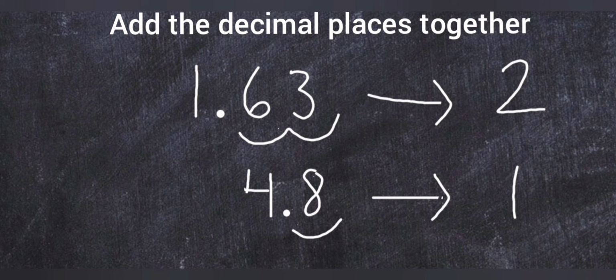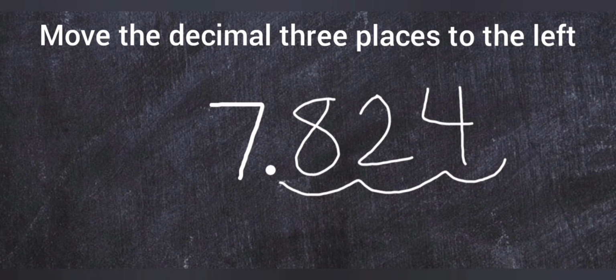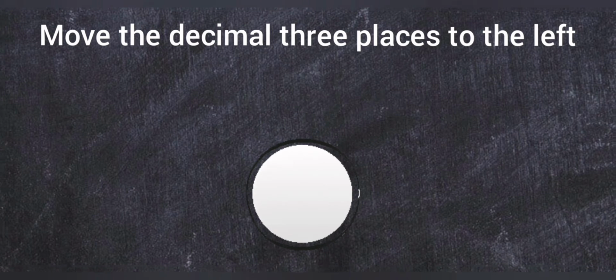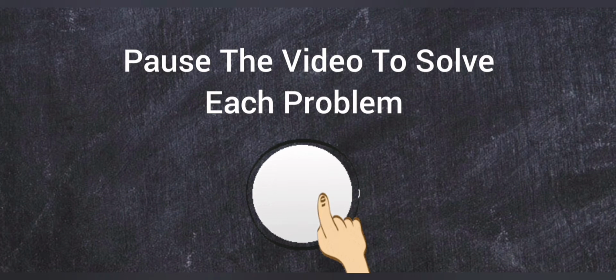There are 2 decimal places in 1 63/100. There is 1 decimal place in 4 8/10. 2 plus 1 is 3. You must move the decimal point 3 places to the left. The answer is 7 824 thousandths. Pause the video to solve each problem.